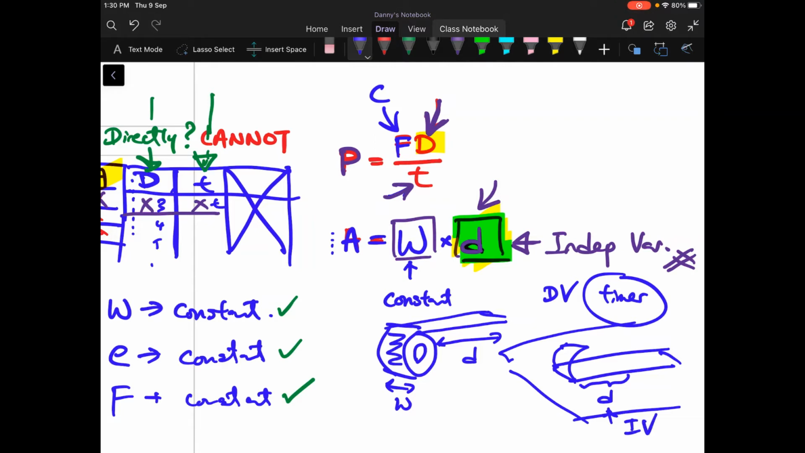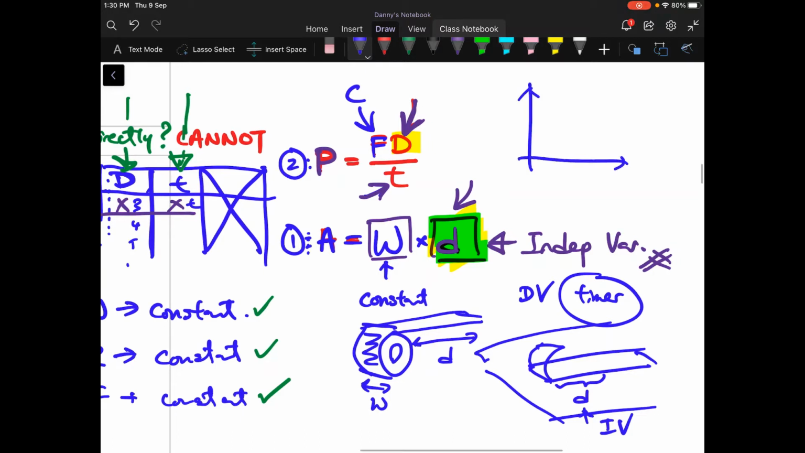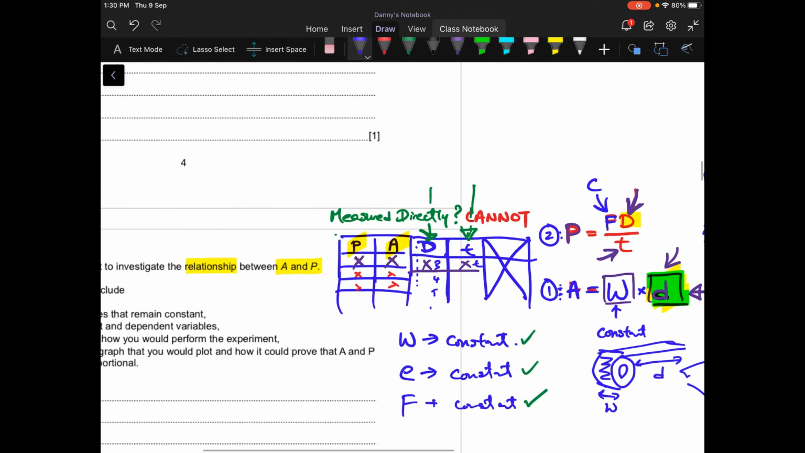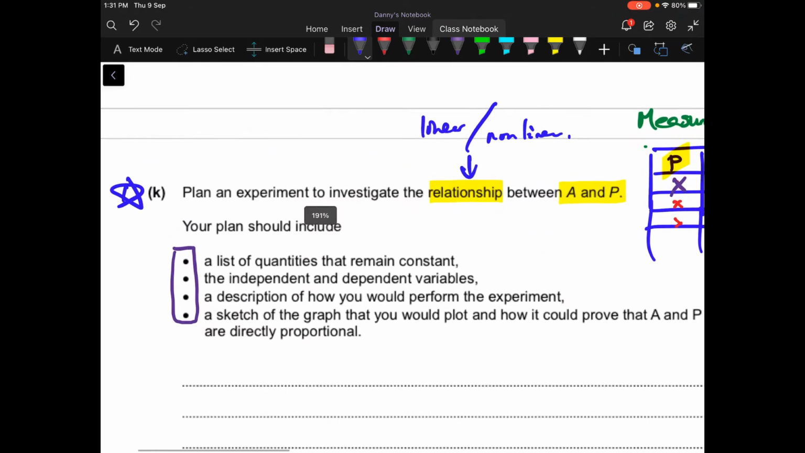Right, and after I get these two readings, I am going to use equation 1 to get the A, equation 2 to get the P, and then plot the P-A graph. Then I can get either a straight line or a curve to confirm the relationship here, right? Relationship here refers to linear or non-linear. Simple as that. So just by having this rough idea, I know that I will be able to get the full marks already. Worst comes to worst, I will get 3 out of 5, even if I make some mistakes. So now I need to look at the bullet points.